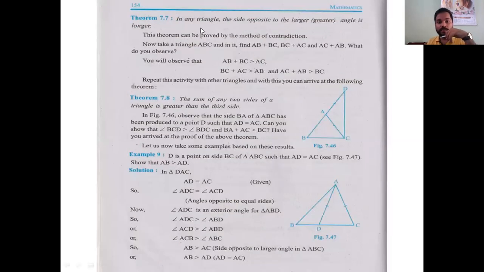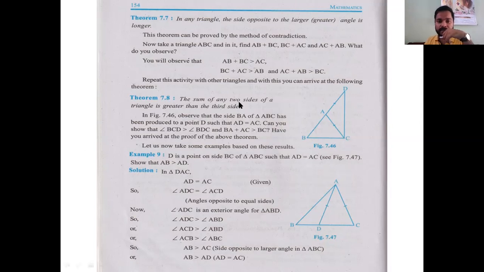This theorem is again opposite of the previous one. In the previous one, what we studied, if the side is greater, then its opposite angle will be larger. In this theorem, if the angle is greater, then the opposite side will be larger. Okay, you see, just opposite of it. In any triangle, the side opposite to the larger angle will be greater. Okay, just opposite of it. Once you understand one, the other one is opposite of it.